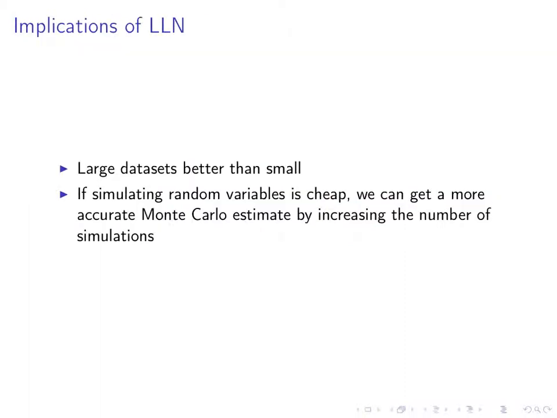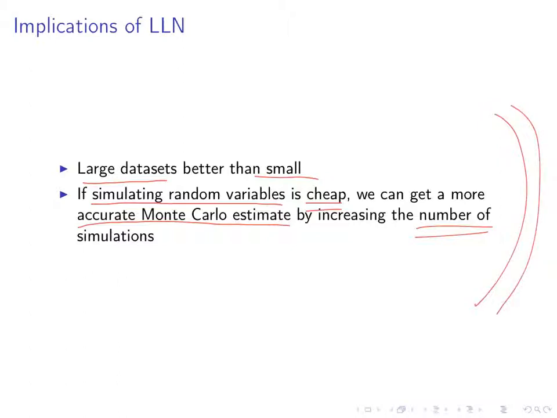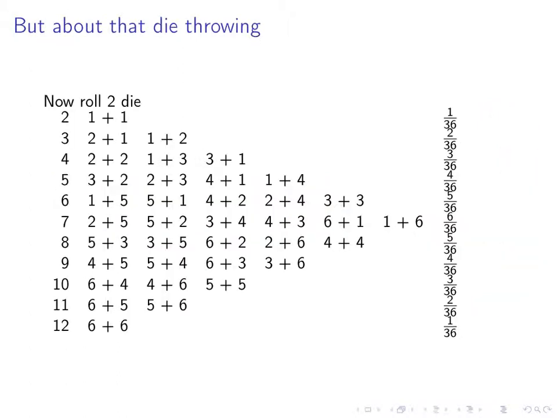Intuition tells us that it's better to work with a large data set than a small data set, and of course if we're using the kind of simulation techniques we're playing with in the lab, if we're simulating random variables, and that's cheap because computer time is cheap, we can get more accurate estimates simply by increasing the number of simulations. So, two consequences of the law of large numbers that matter to us for now.